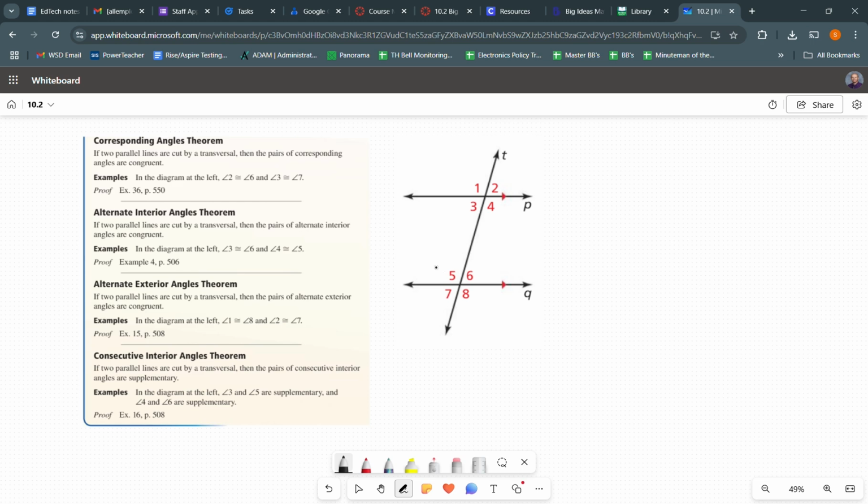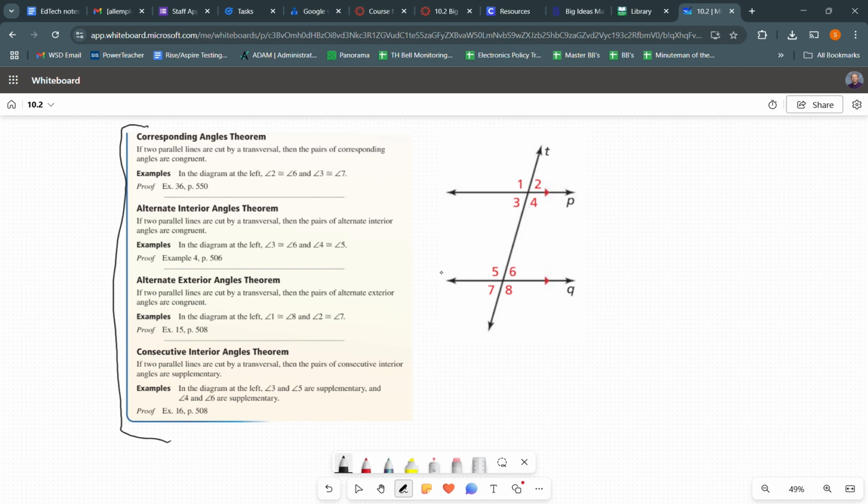Today we are going to talk about these theorems over here on the left, but one thing I need you to keep in mind is that these theorems work only when we have sets of parallel lines. So we can see right here and here we've got a couple of parallel lines. We know that because of this marking right here, those two arrows in the middle of the line show that they are parallel to each other.